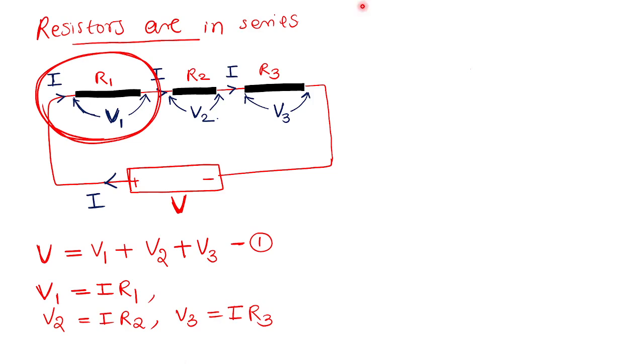Okay. Now the first equation says that V equal to, what is V? V is the battery voltage. V1, what is V1? V1 is IR1, understood? And what is V2? V2 equal to IR2. And what is V3? V3 is IR3. This derivation is very, very important. It is there in our syllabus.